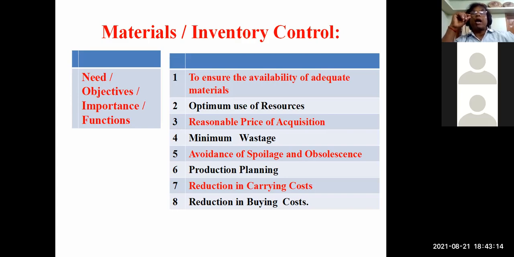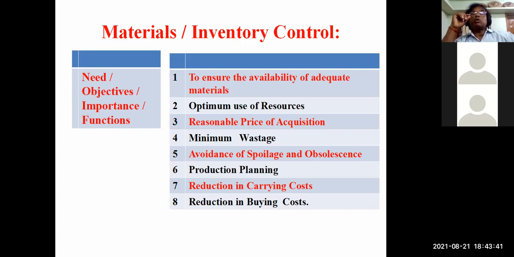Then reasonable price of acquisition. When you purchase the material, you should purchase at the right price. I have told you. Then whenever you have something, out of that a little bit is always wasted, but your wastage should be minimum. Wastages should be checked, controlled.